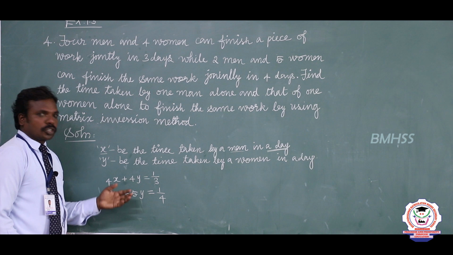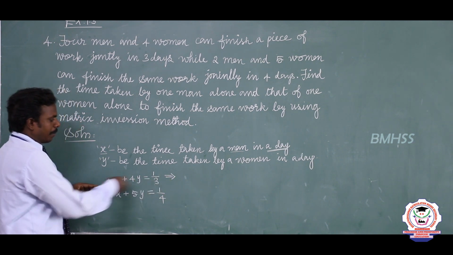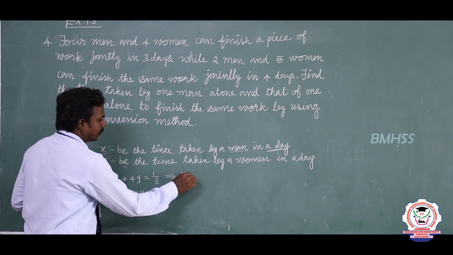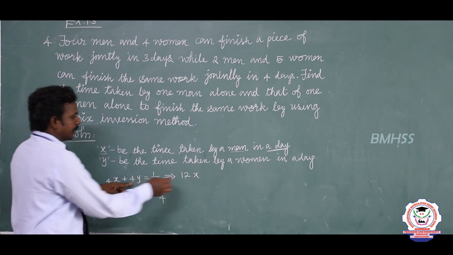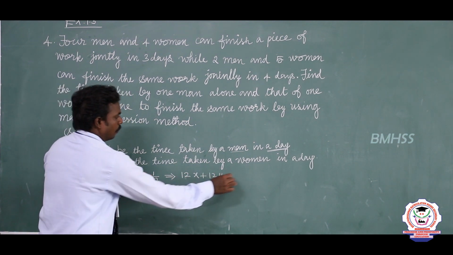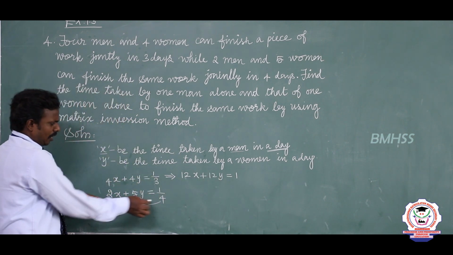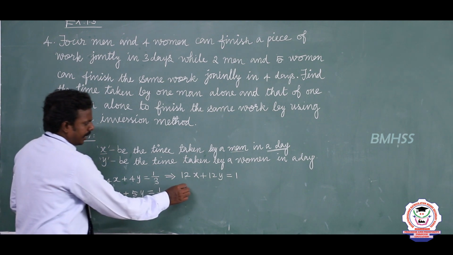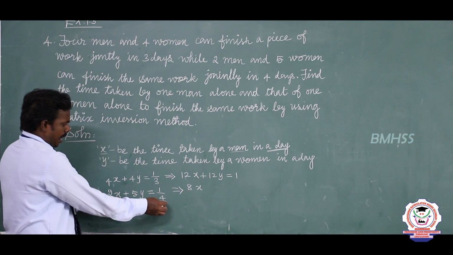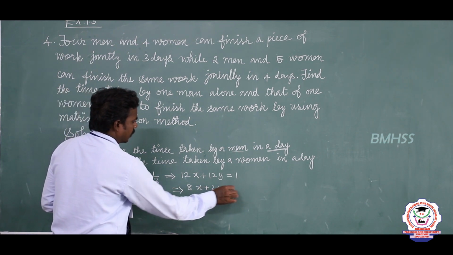From this, first you can simplify by taking cross multiplication, otherwise multiply by 3 on both sides. So 4 3s are 12x and 4 3s are plus 12y, which is equal to 1. So this is the first equation. Same thing for the second equation: take cross multiplication, 2 4s are 8x, and 4 5s are 20, plus 20y equal to 1.